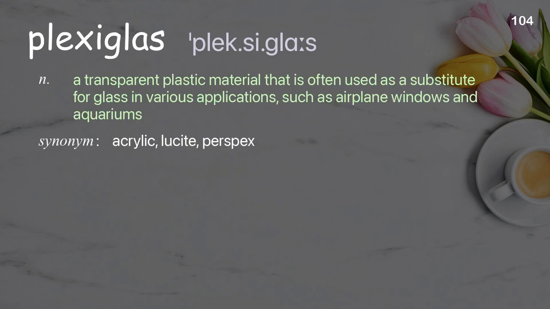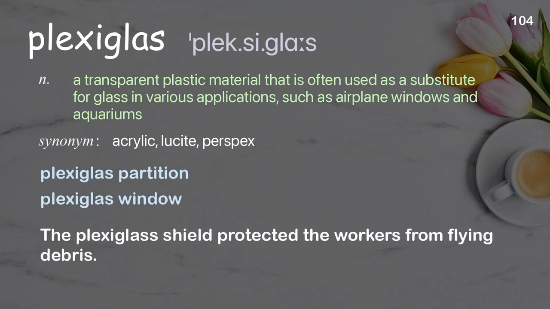Plexiglass. A transparent plastic material that is often used as a substitute for glass in various applications, such as airplane windows and aquariums. Examples. Plexiglass partition. Plexiglass window. The plexiglass shield protected the workers from flying debris.